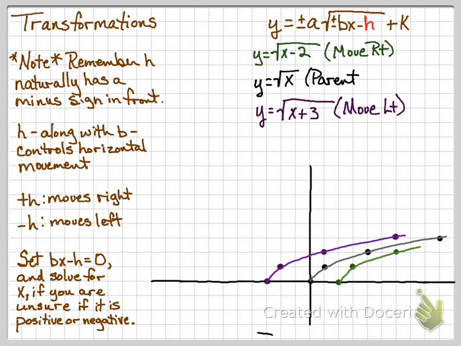Okay, if you're not sure if it's positive or negative, go ahead and set bx minus h equal to 0, and then solve for x. Okay, we've got some examples here. In the green, shows a shift to the right. The parent is in black and gray, and then the purple shows a shift to the left.